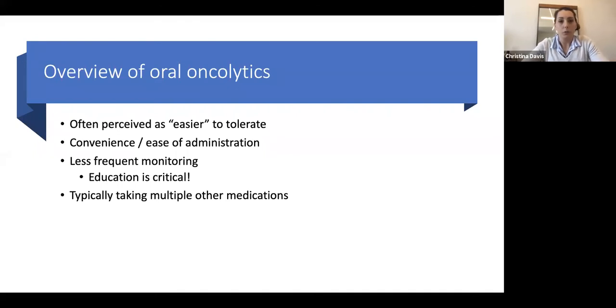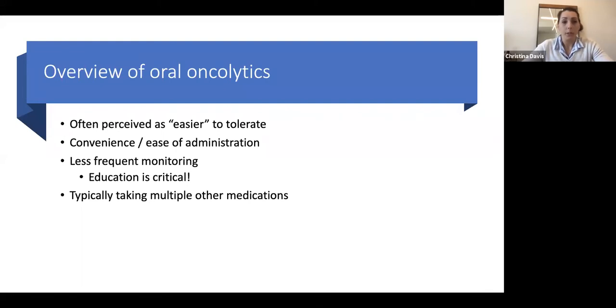So just an overview of oral oncolytics. I tried to type out very broadly things that come up very commonly when talking about oral cancer treatment. Oral cancer treatment is often perceived as easier to tolerate than IV treatment because it's a pill that you can take home, so therefore it must be easier, which is definitely not the case. A lot of people also perceive oral cancer treatment as potentially being less effective because it's not being administered intravenously, which also is not true.